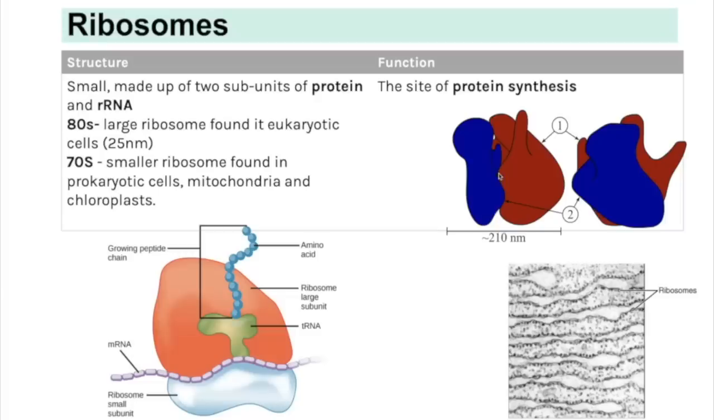Ribosomes, now these are found in prokaryotic and eukaryotic cells, and that is because they are not membrane bound. Ribosomes are just made up of rRNA and proteins. You do have different sizes though, so the 80S is the larger size ribosome in eukaryotic cells, 70S is the smaller sized ribosome found in prokaryotic cells, as well as in mitochondria and chloroplasts so that they can make their own enzymes. And it's the site of protein synthesis.